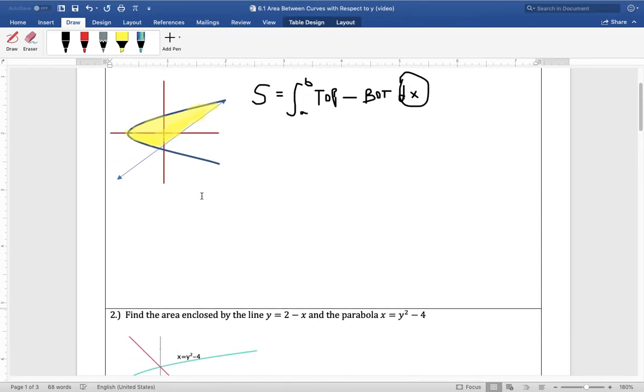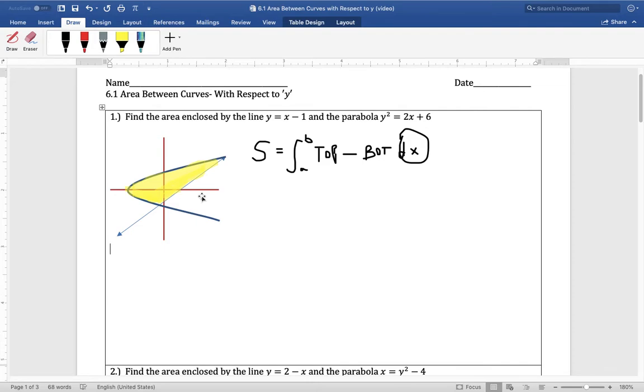So that's just a little something to show you there. Okay, a couple things we need to do before we set this up, since we are going to do top, which is the linear, in terms of y. So we're going to have to add this one over, minus the bottom, which is the parabola, which is almost in terms of y. We've got to subtract 6 and divide by 2. We're going to have to figure out what the limits are.